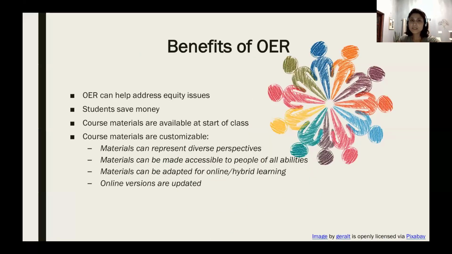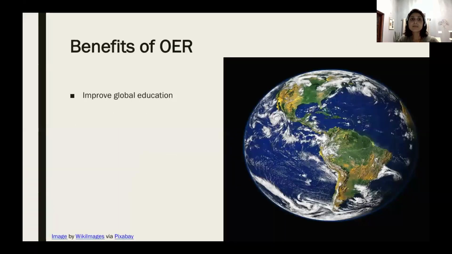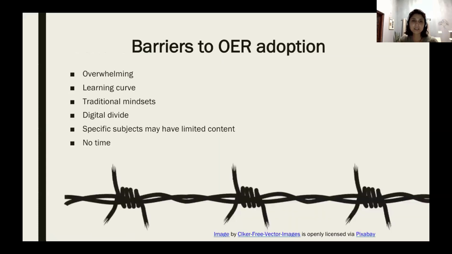Now, what are the benefits? I won't again go into too much detail; everybody knows. The main thing is OER can help address equity issues. As I said, for people from different financial backgrounds, as far as OER is concerned, that doesn't matter. Anybody can use it, anywhere, anytime. Next, the benefits of OER. The main benefit is improved global education, because it is globally available, and people from different backgrounds can access this material.